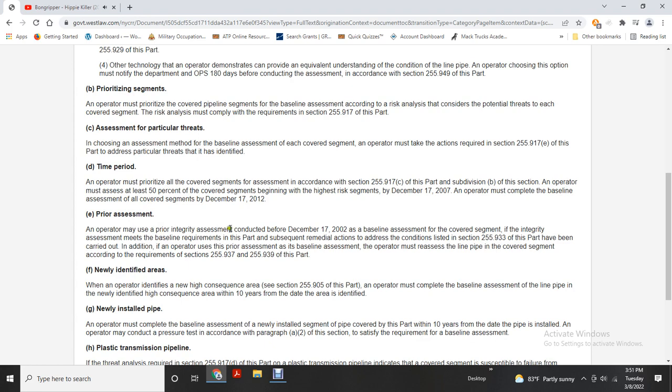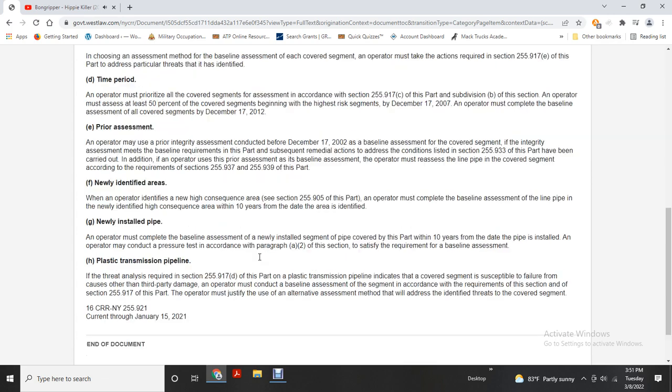Prior assessment: the operator must use the prior integrity assessment conducted December 7, 2002. The baseline assessment of the covered segment meets baseline requirements as part of the subsequent remedial action to address the conditions, per section 255.933. In addition to the operator's prior baseline assessment, the operator must reassess the covered segment according to 255.937 and 255.939.